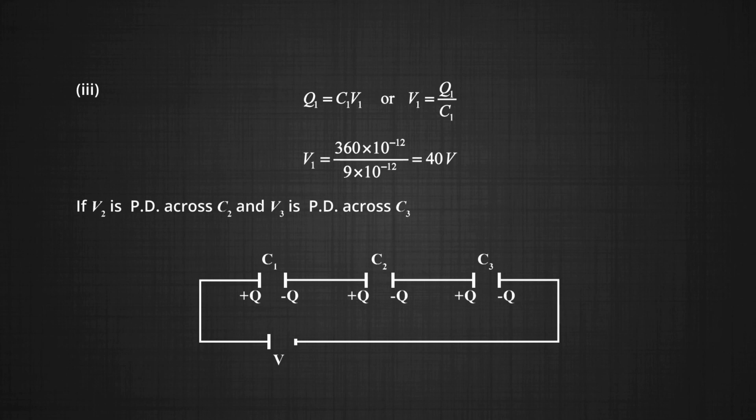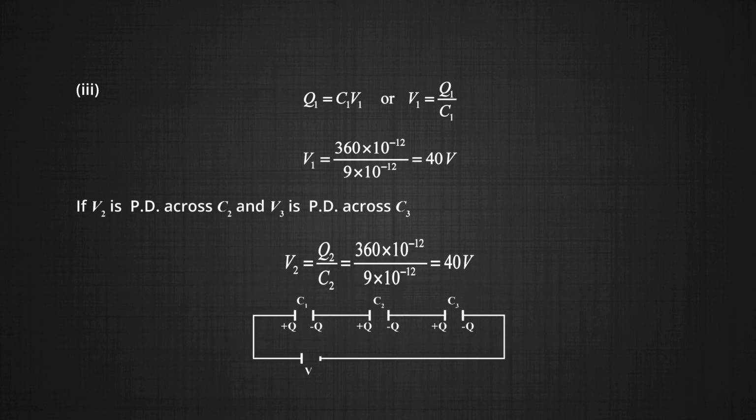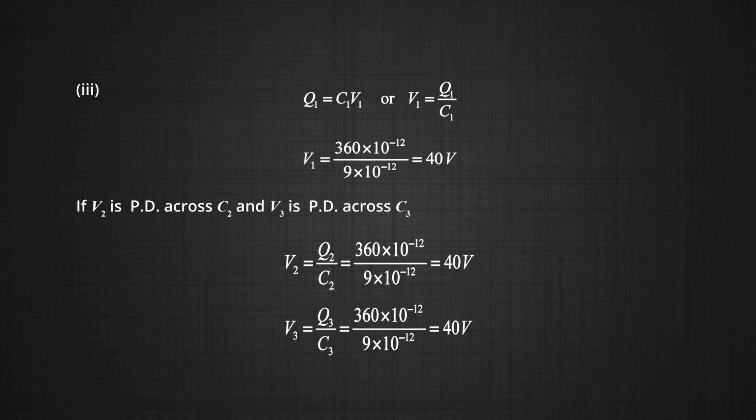If V2 is the potential difference across C2 and V3 the potential difference across C3, then V2 will be equal to Q2 by C2. On substituting the values, we get 360 into 10 to the power minus 12 divided by 9 into 10 to the power minus 12, which comes out to be 40 volt. Similarly, V3 is equal to Q3 upon C3, which is 360 into 10 to the power minus 12 upon 9 into 10 to the power minus 12, which will again be equal to 40 volt.